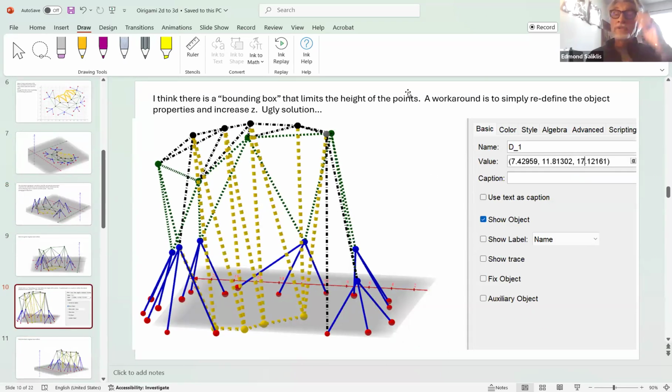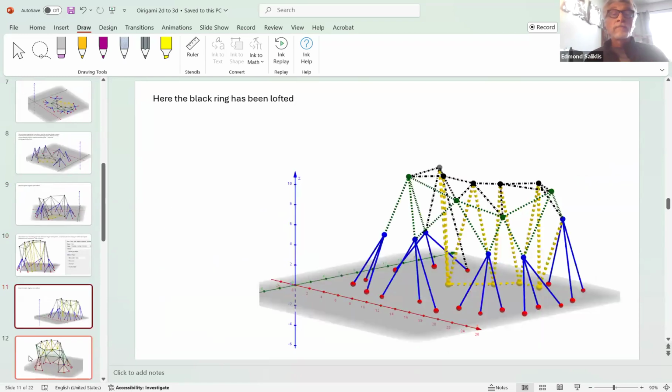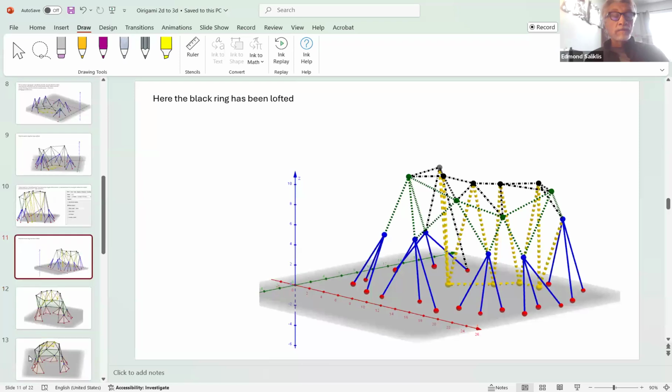I did have a problem in GeoGebra. I think there's some kind of bounding box here. I couldn't lift these things up taller than some height. I manually changed it under the object properties, but I wrote to the chief technical officer of GeoGebra, so we'll figure that out later. Now everything's up in the air.